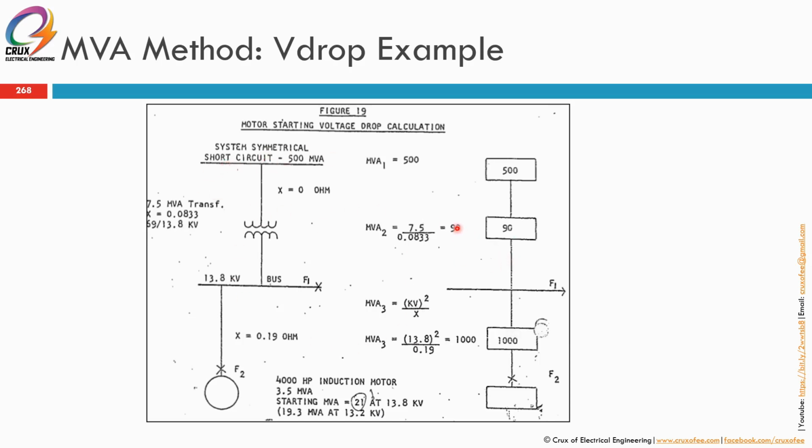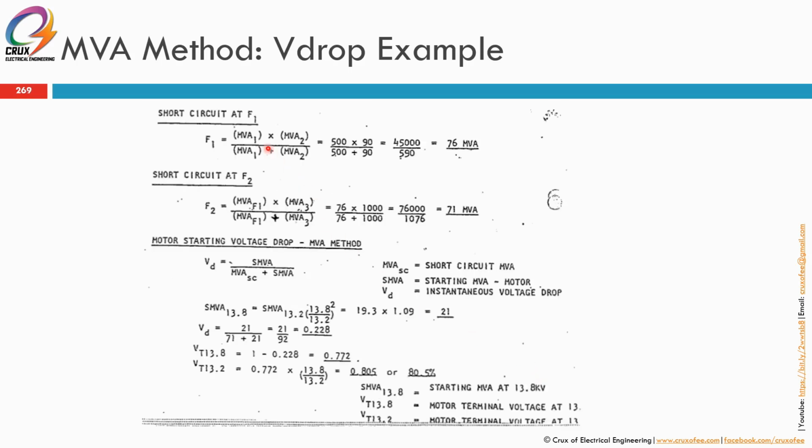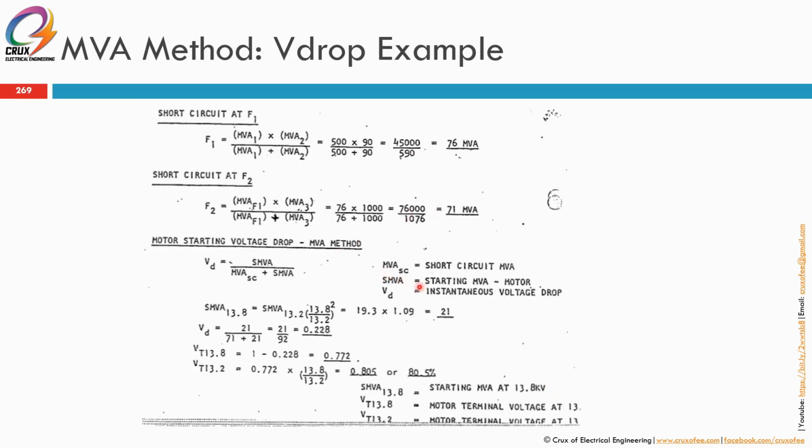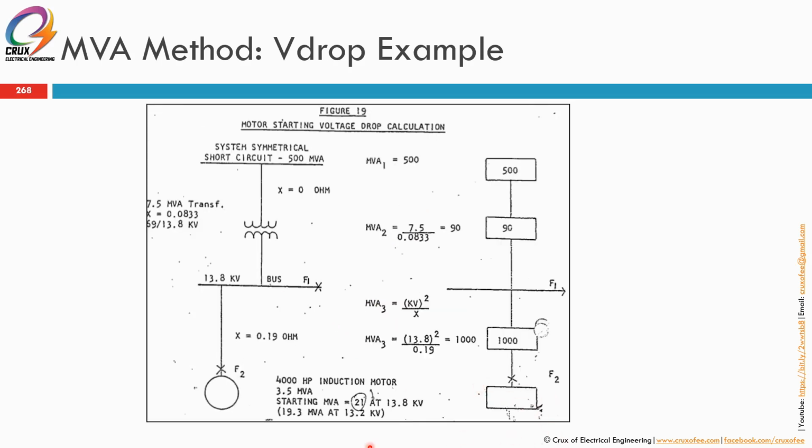So let's see in this case, so we have a motor here. Alright, so let's say the motor here, so this is a cable, transformer and the short circuit level of the bus. So this is for 500 MVA, it's 500 MVA, so cable no impedance, transformer 7.5 divided by 0.083, so you get 90 MVA, and also another cable impedance of the motor cable 1000. So let's say there's a fault here. So the fault here is how much? So the fault there at F2 is 71 MVA.